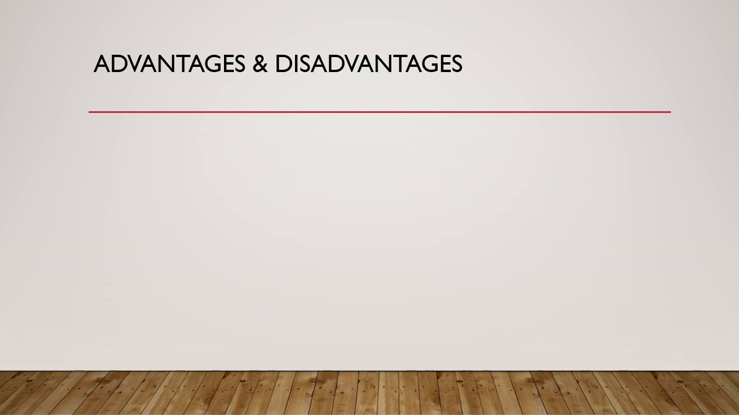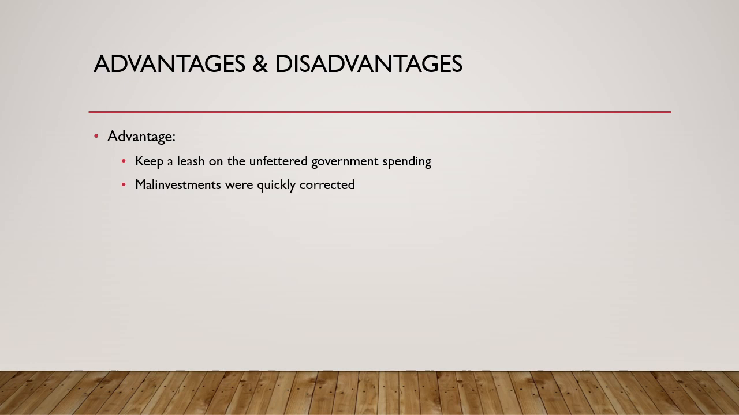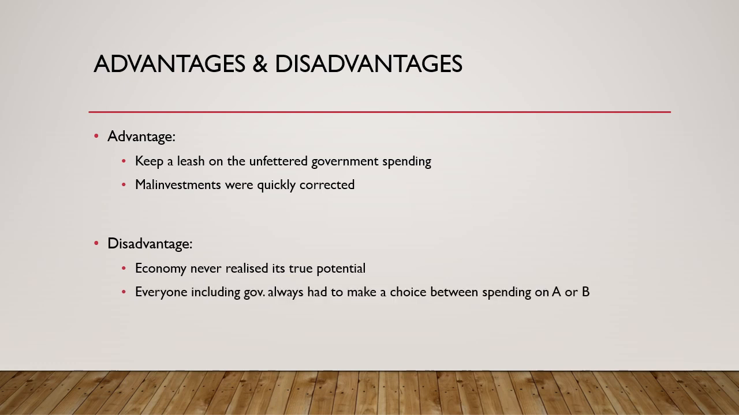What were the advantages and disadvantages here? Well, the advantage was that it kept a leash on government spending, and the malinvestments in the economy used to quickly correct. This is because the credit extended by the banks used to mean revert, since ultimately it had to match up with the amount of gold present. The disadvantages were that the economy never realized its true potential. Even if there was demand for credit, the banks could not extend it beyond a point simply because there was not enough gold to back it up.